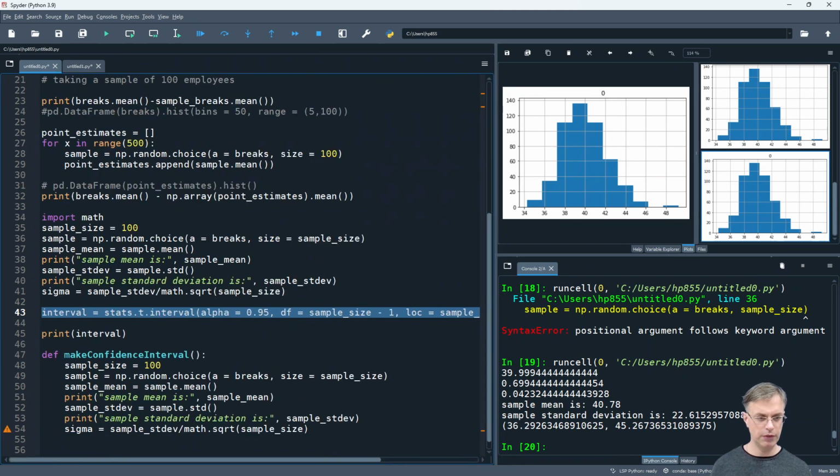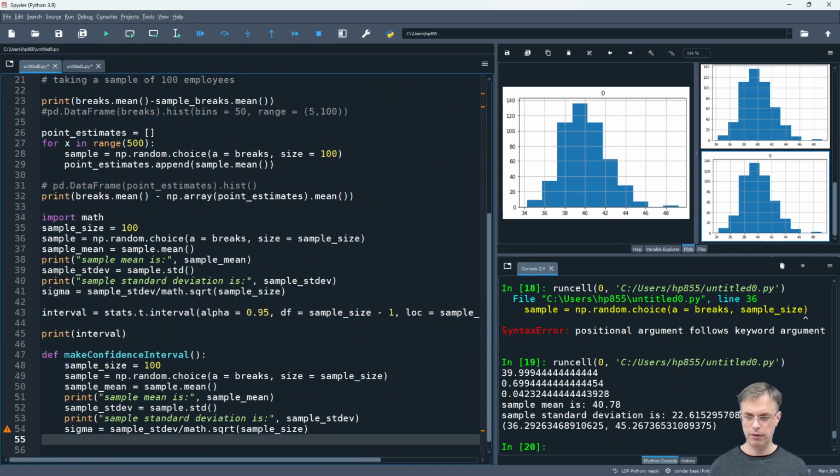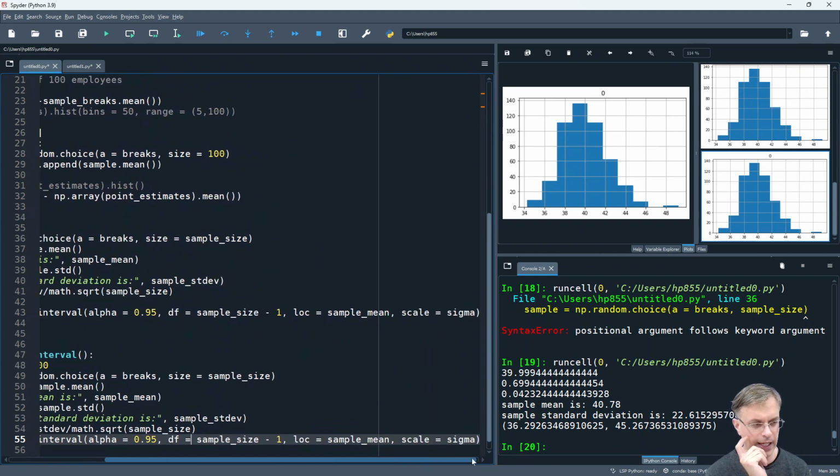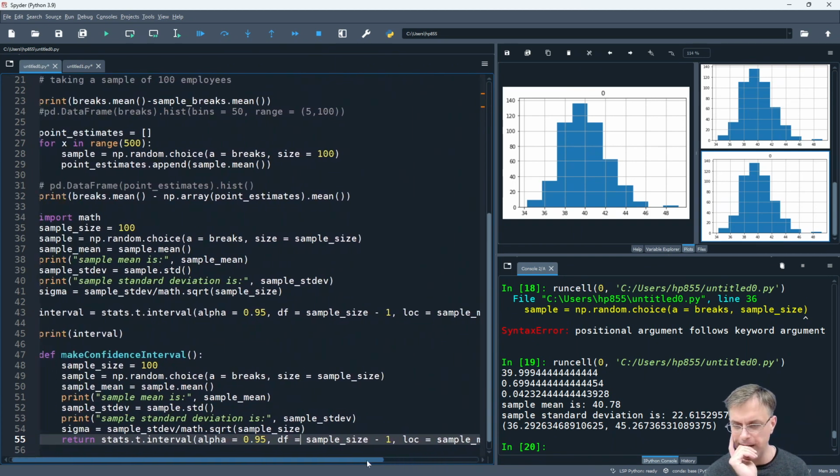So all I need to do now is return stats t interval for 95%. Degree of freedom is sample size minus 1, sample mean is the log, and scale is sigma.